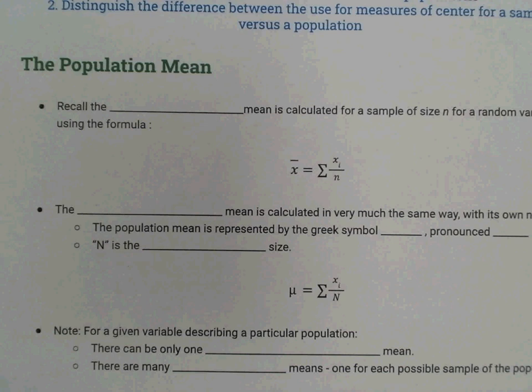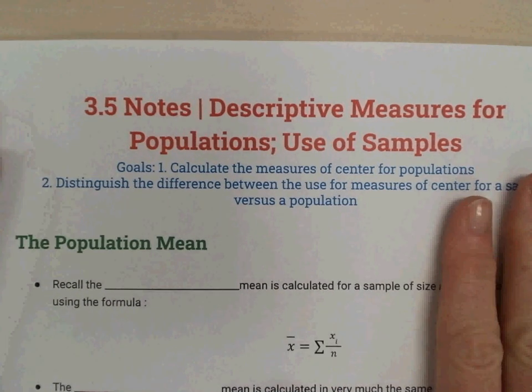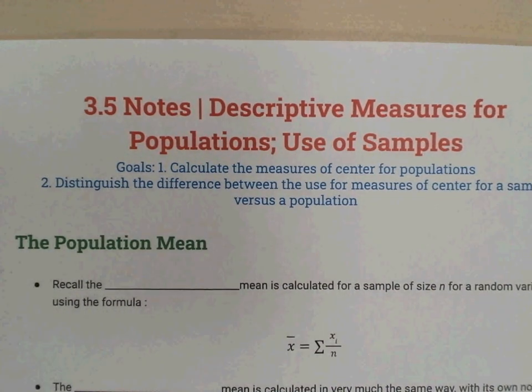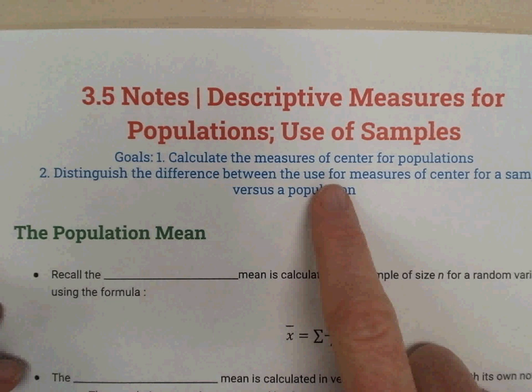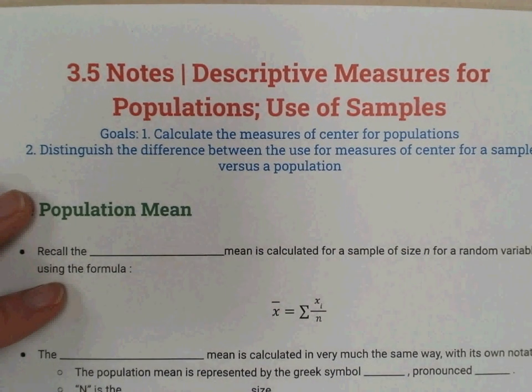Hello, today's notes are 3.5 descriptive measures for populations, use of samples. Our goals today are calculating the measures of center for populations and distinguishing the difference between the use of measures of center for a sample versus a population.